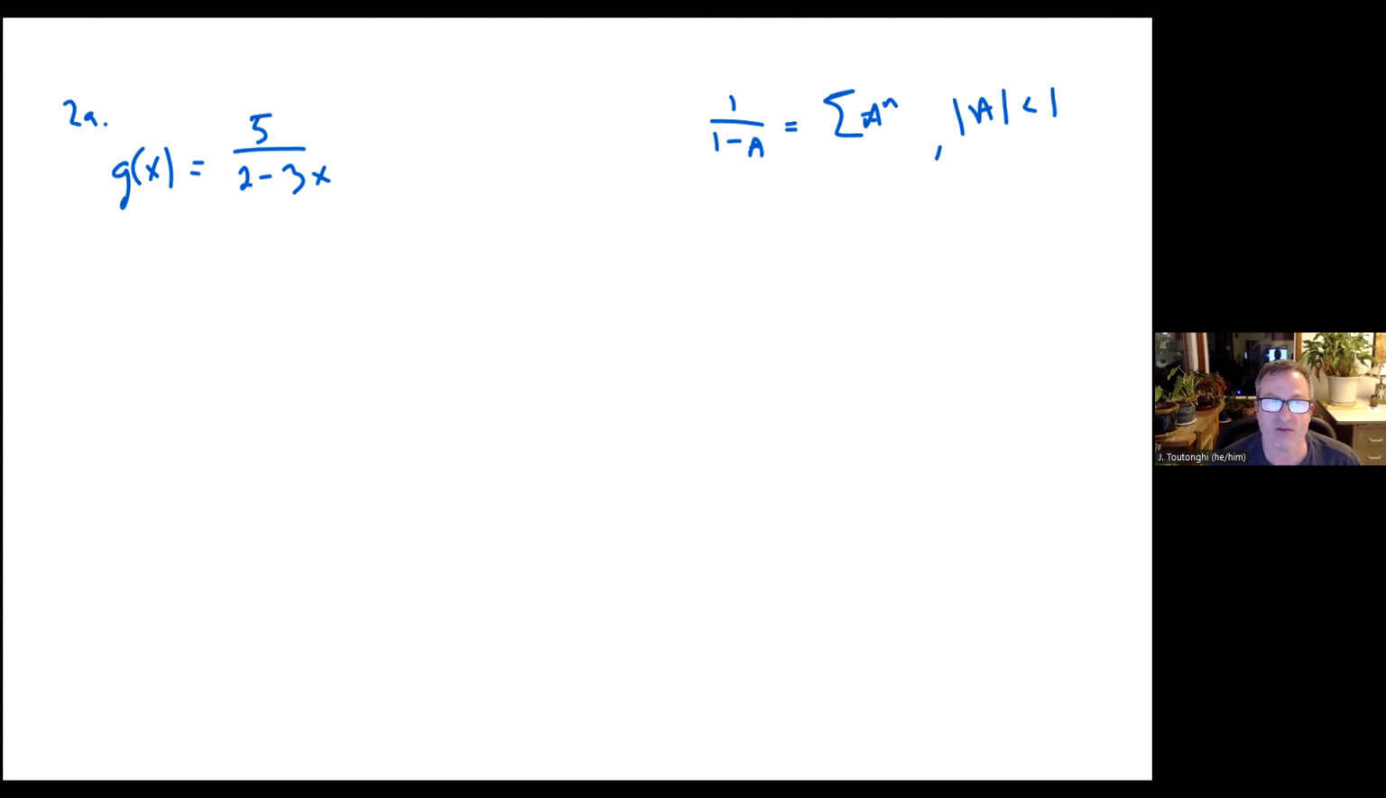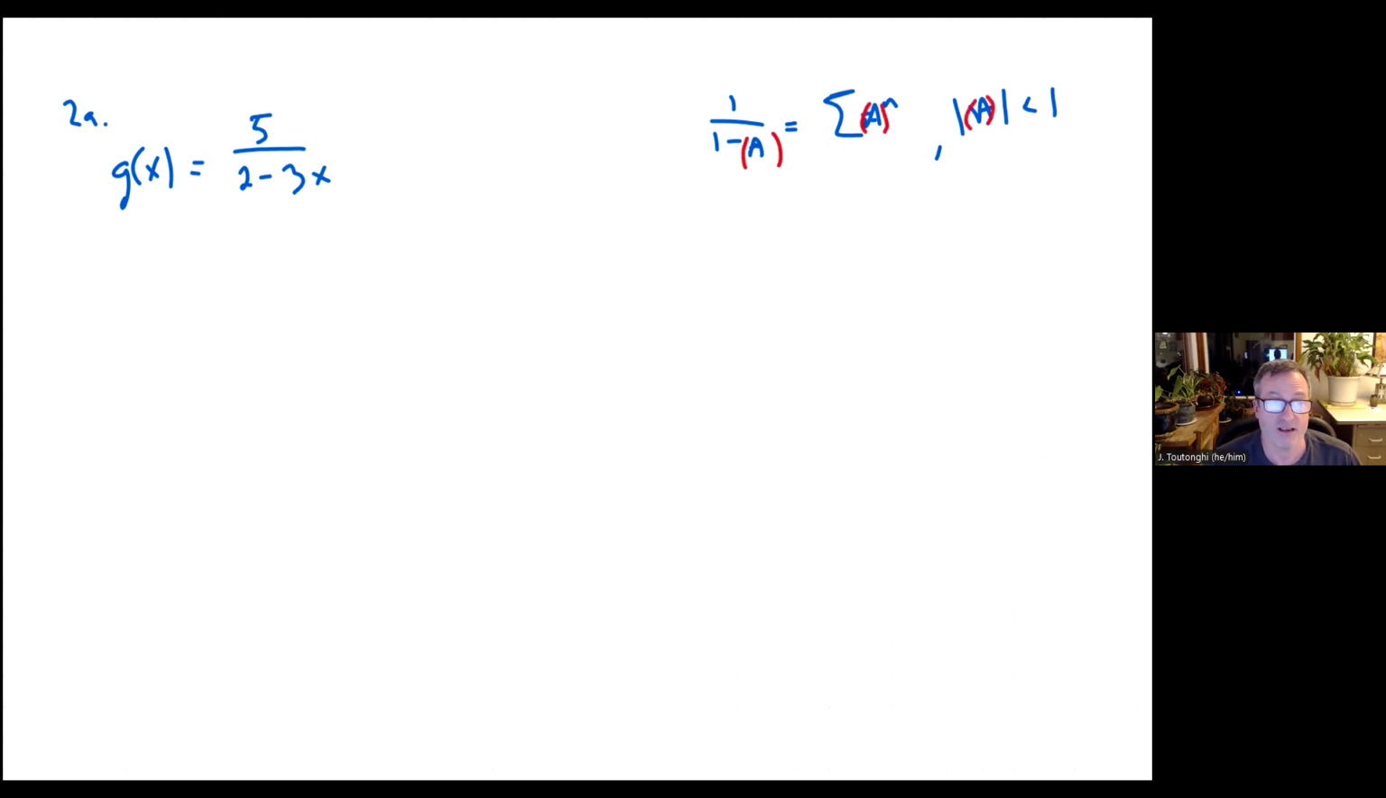So the trick here is to rewrite this function g of x so that it is of the form 1 over 1 minus something. So I want to try to get g to look like 1 over 1 minus something, and then that will equal whatever that thing is to the nth power, and it'll converge on the absolute value of that thing less than 1. These are all going to work like this.